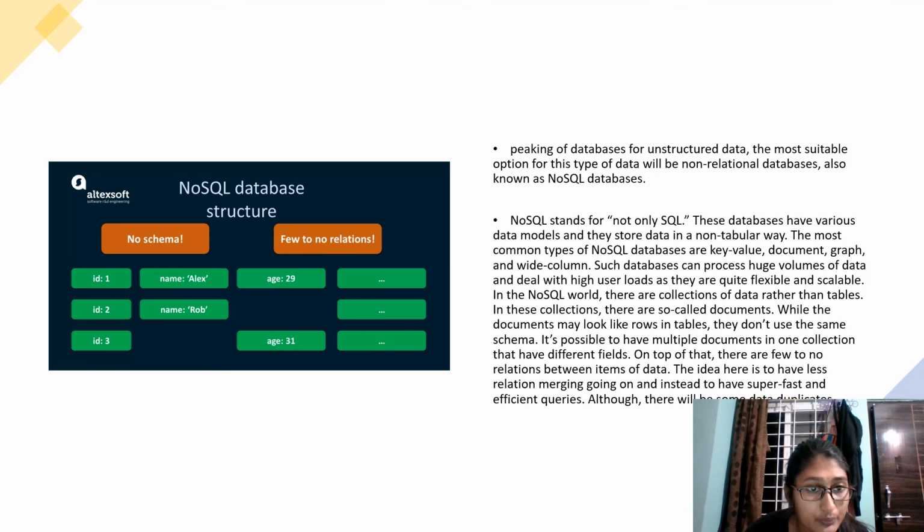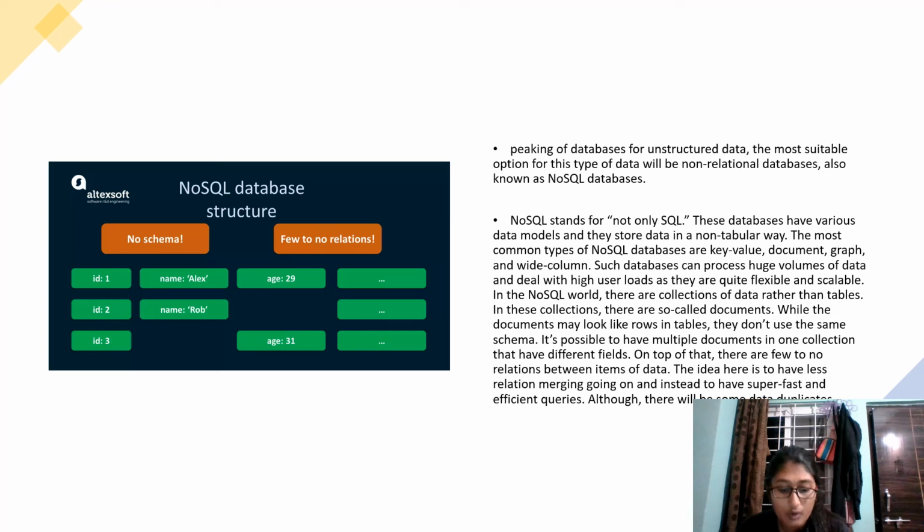Schema and few to no relations. Speaking of databases, the most suitable option for unstructured data is non-relational databases, also known as NoSQL databases. NoSQL stands for not only SQL.